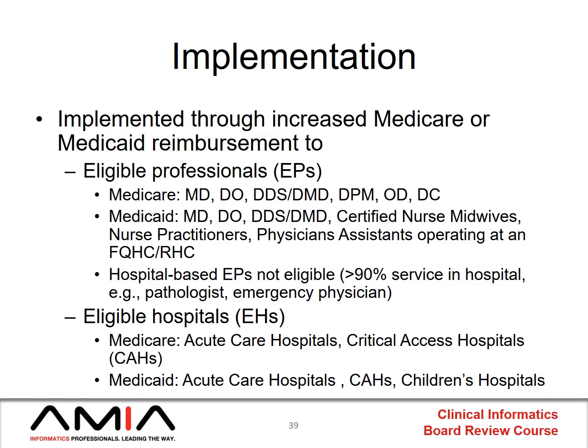The Meaningful Use program is implemented through the Medicare and Medicaid systems, and reimbursement through these systems is probably the easiest and most efficient way for the government to provide payment. There are 2 categories of those who participate in Meaningful Use: eligible professionals and eligible hospitals. The individuals who qualify for the incentives are different depending on whether they come from Medicare or Medicaid, and the same applies for hospitals.